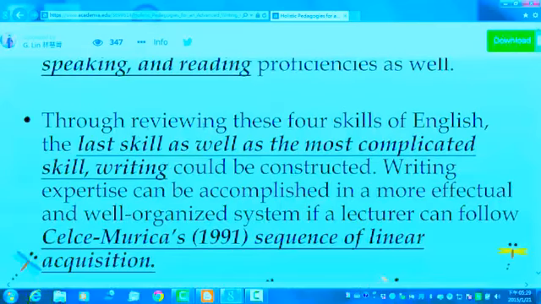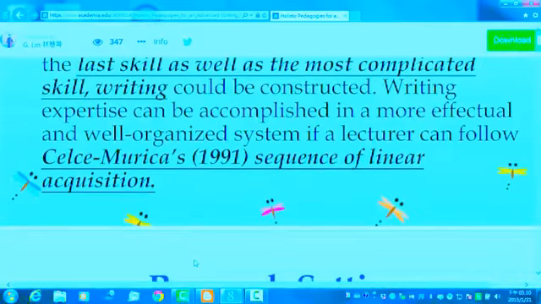So through reviewing these 4 skills of English, the last skill, as well as the most complicated skill, writing, should be constructed based on the integrative skills. Writing expertise can be accomplished in a more effectual and well-organized system if a lecturer can follow the sequence of the linear acquisition.